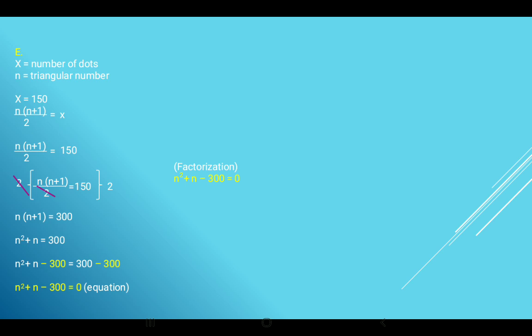So, equate natin siya sa 0 para madali siyang ma-factor. Ngayon, factor natin yung n squared plus n minus 300 is equal to 0. At ang factor niya is, the equation has no factors. So, ibig sabihin, pag wala siyang factor, walang triangular number na consists of 150 dots. So, tama tayo kanina na walang talagang triangular number na merong 153 dots.